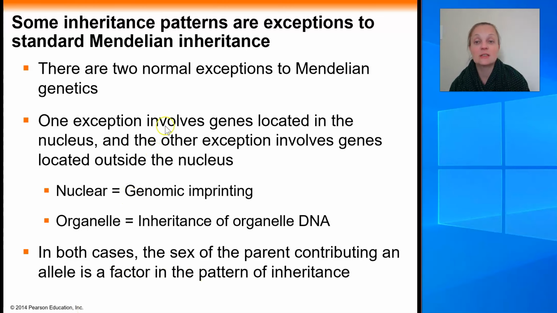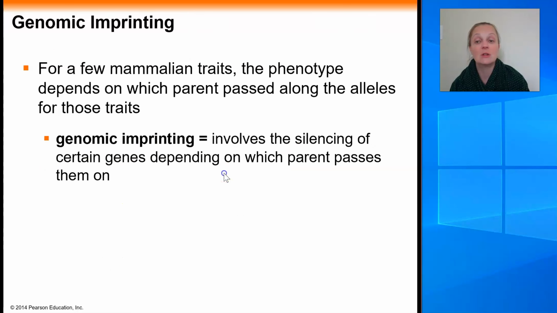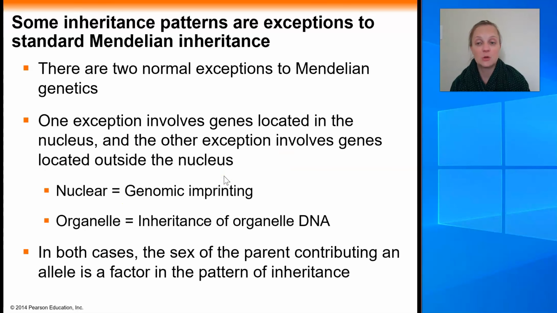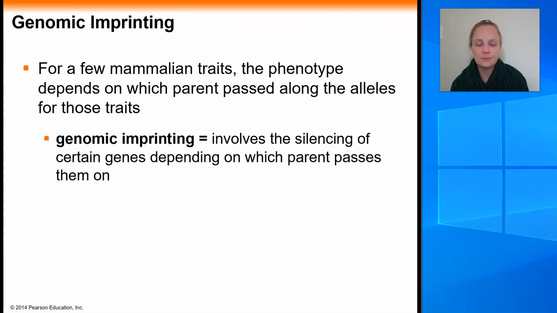So it says here one exception involves genes located in the nucleus, the other exception involves genes located outside the nucleus. But in both cases, the sex of the parent contributing the allele is a factor in the pattern of inheritance. So let's take a closer look with some examples.